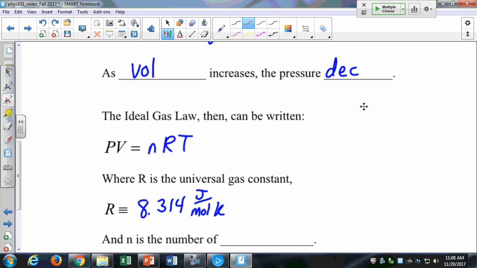Just a little alert here. When you're using this, make sure you check your units because your temperature has to be in Kelvin here to be in proper SI units. Your pressure has to be in pascals. And then volume has to be in cubic meters.